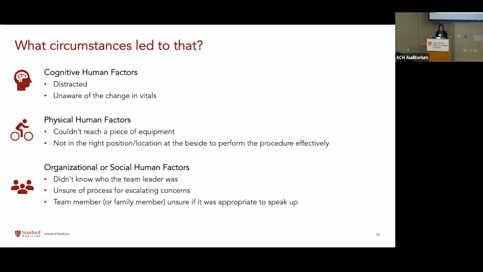And then from an organizational perspective, you might hear answers like, well, I didn't know who the team leader was, so it wasn't clear to me what we should be doing. Or I was unsure of how to escalate my concerns about that situation. Or even bringing in the concept of a family member, maybe a family member had concerns, but they weren't sure how to speak up.